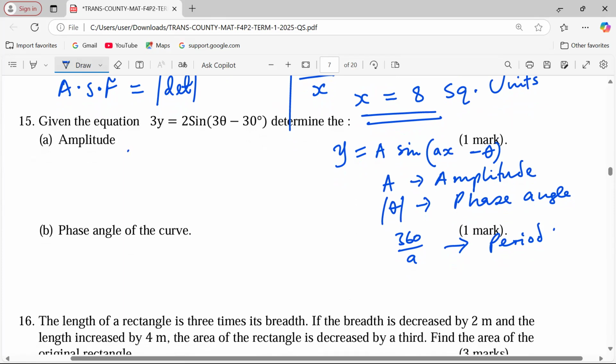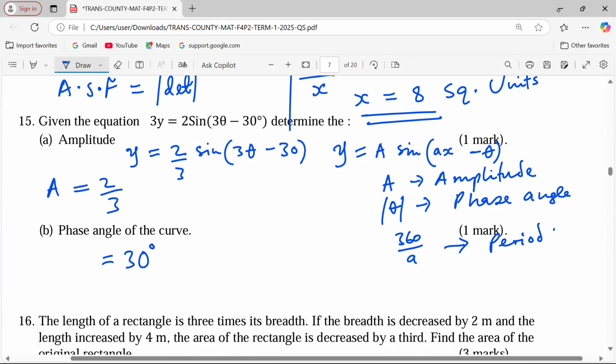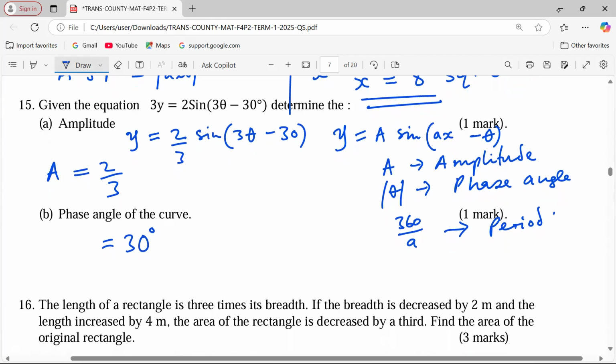we divide first to remain with y. We must be very careful. We are not having y, we are having 3y equals 2 sine of 3x minus 30. So this means amplitude equals 2/3 and the phase angle equals 30 degrees. That way.